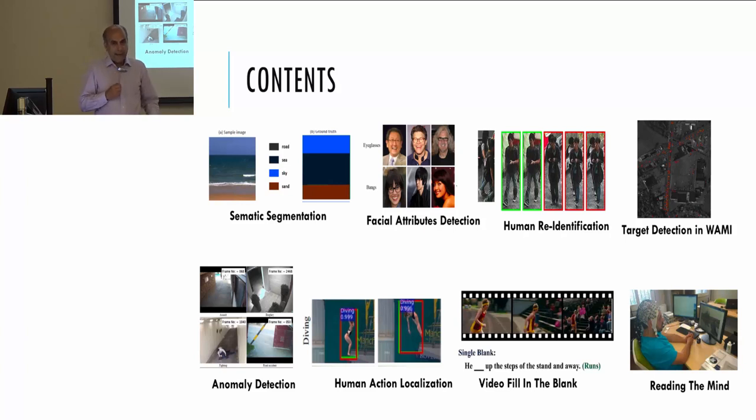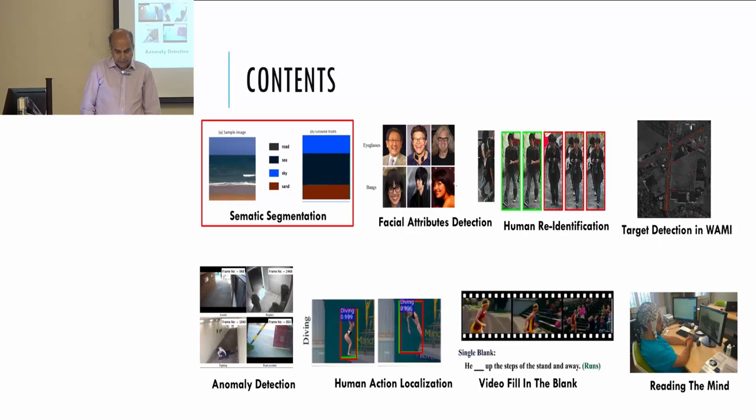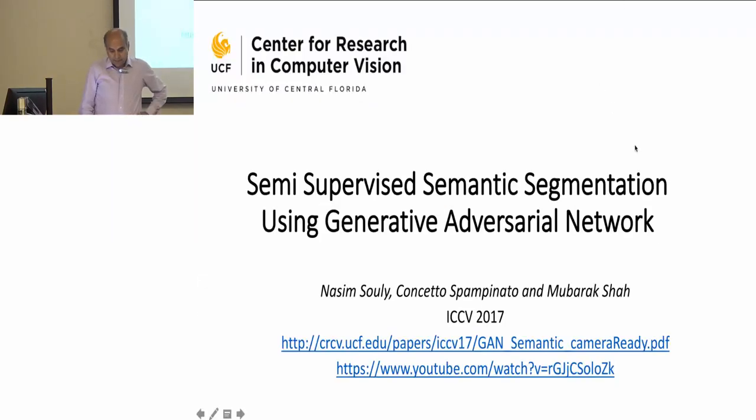And then we'll end by talking about how we can read the mind. We'll put an EEG on a person's head and record these activations, and we relate that to visual information. Okay, so let's get started with the first one. This paper is available here, and there's a YouTube video for this also on our CRCV UCF channel. That's a detailed presentation you can look at, about 18 minutes long.